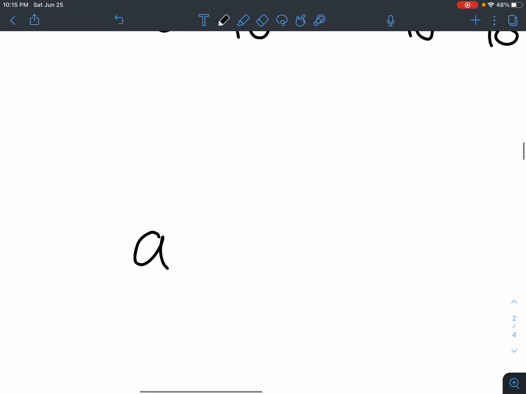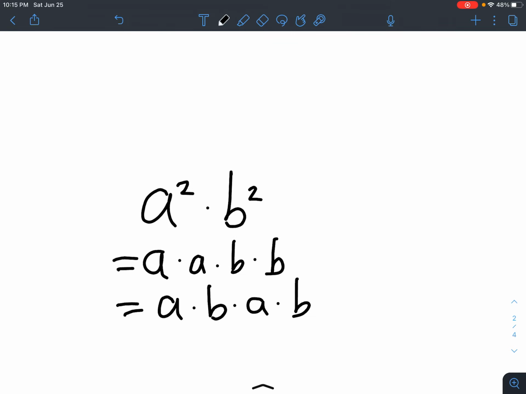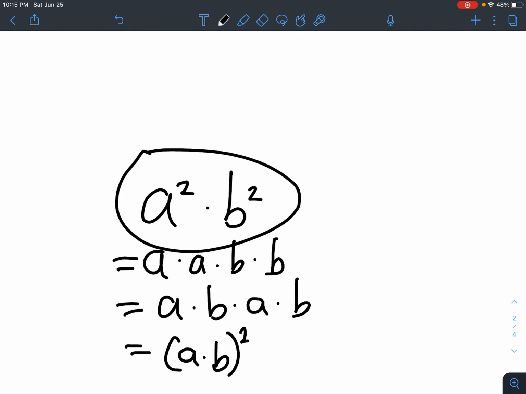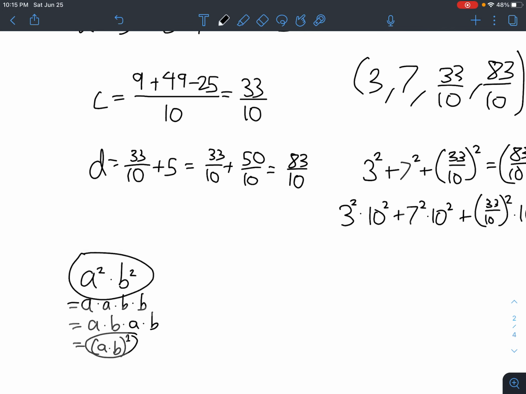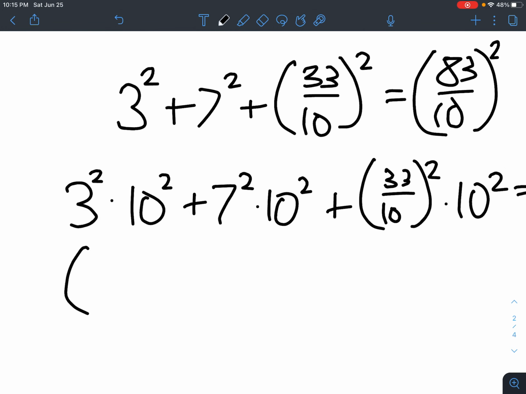And now I'm going to bring in a useful fact: if you have a squared times b squared, this is equal to a times a times b times b. You can rearrange this to be a times b times a times b, which you can group together to be a times b squared. So a squared times b squared is the same as a times b squared. That allows us to simplify this equation.